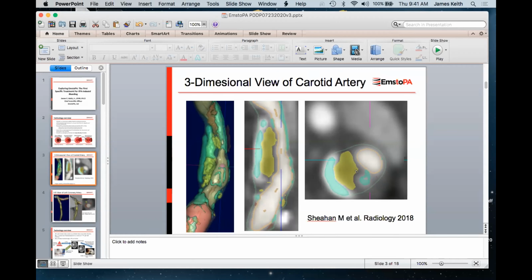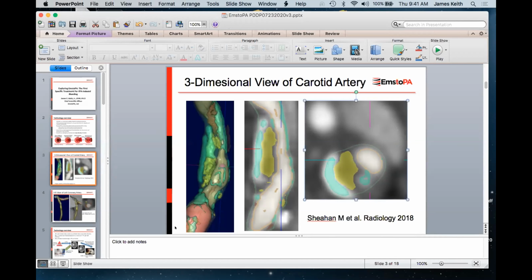And our problem occurs when these plaques rupture and a thrombus occurs at either the site of the plaque rupture, or a thrombus forms and then breaks off and travels, for example, to the brain, producing an ischemic stroke caused by occlusion of a cerebral vessel.